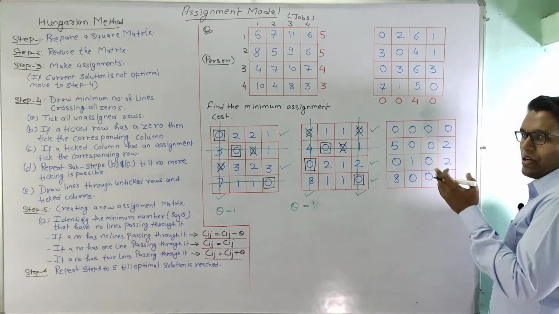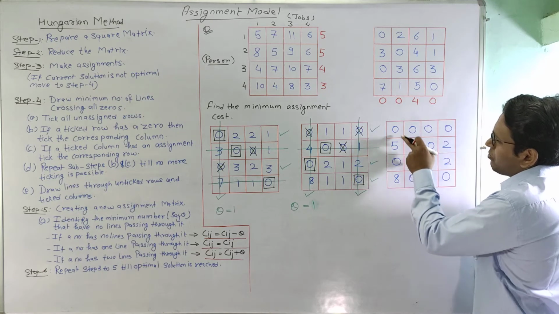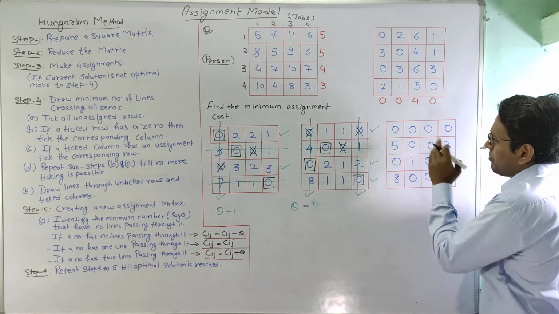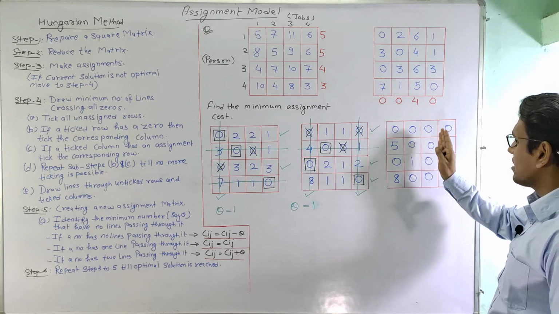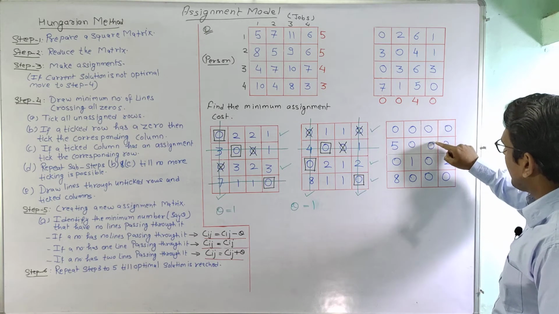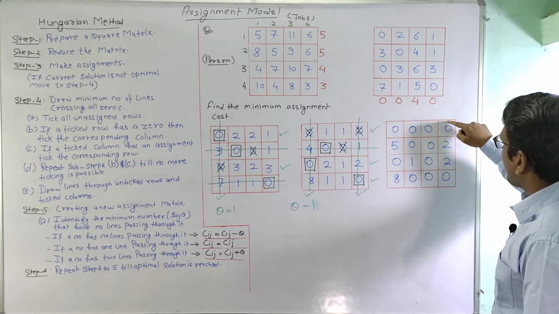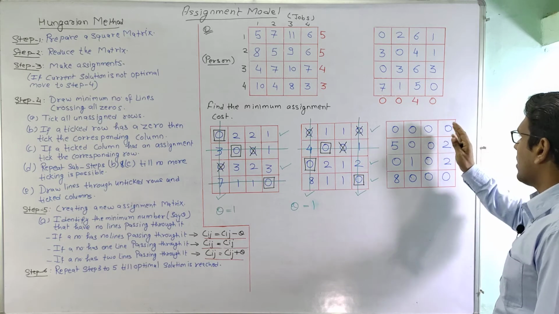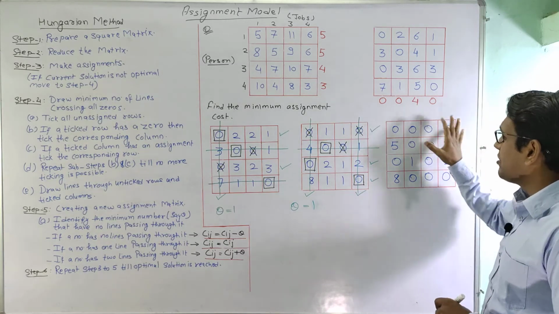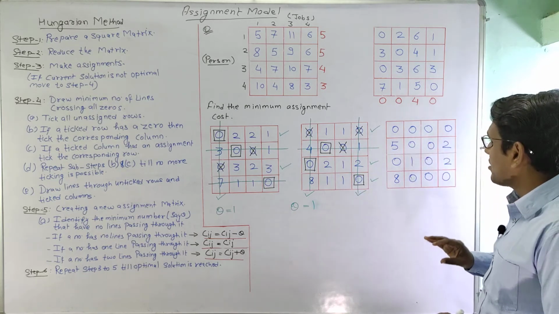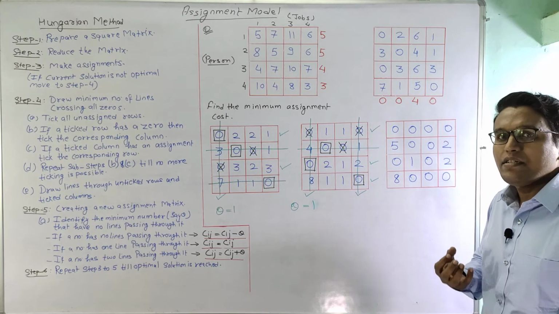Now let us see if we can assign column wise or not. For column 1 we are having more than 1 zero, so we will skip this column. Column 2 is having 3 zeros, again more than 1 zero, so we will skip this. Column 3 is having 4 zeros, so again we will skip this, and column 4 is also having 4 zeros, so again we need to skip this. After this we can see that we are not able to make a single assignment because there are more than 1 zeros in each row and in each column.